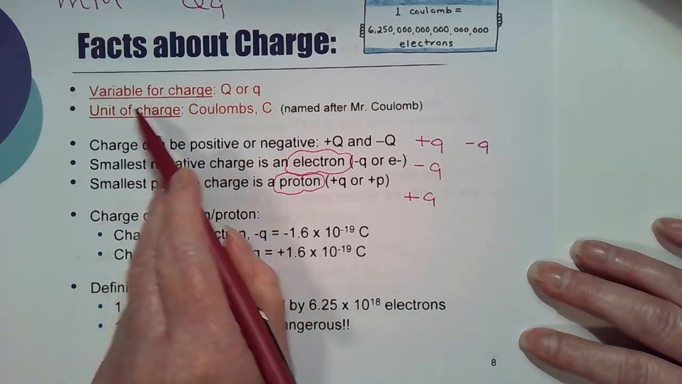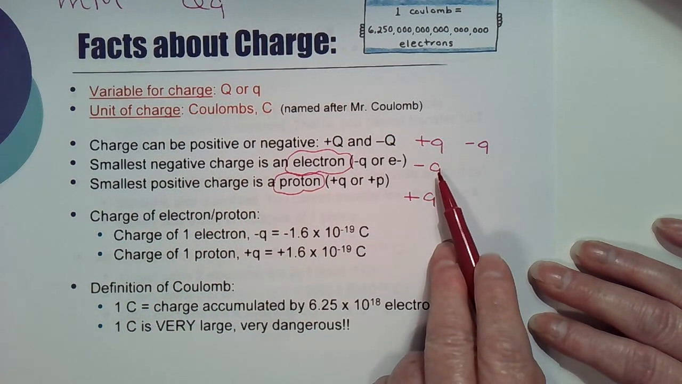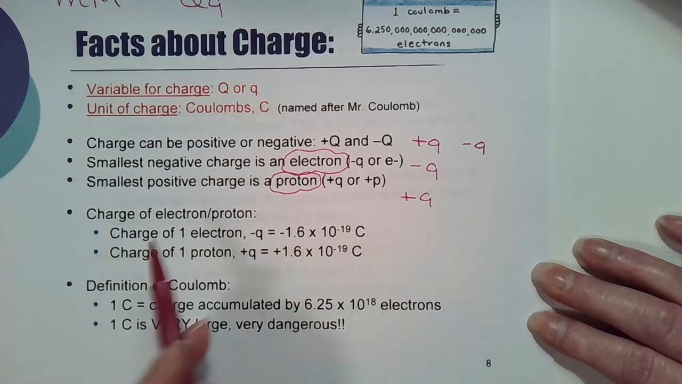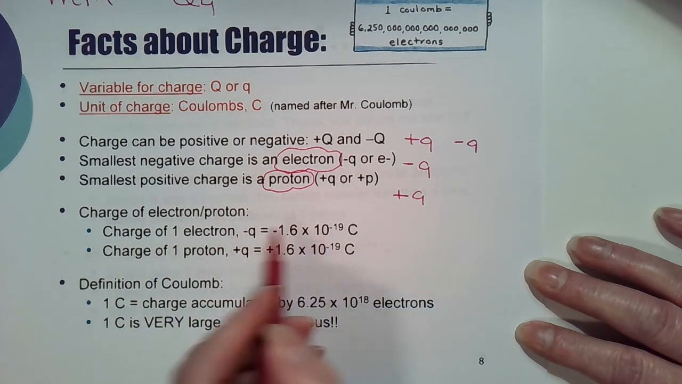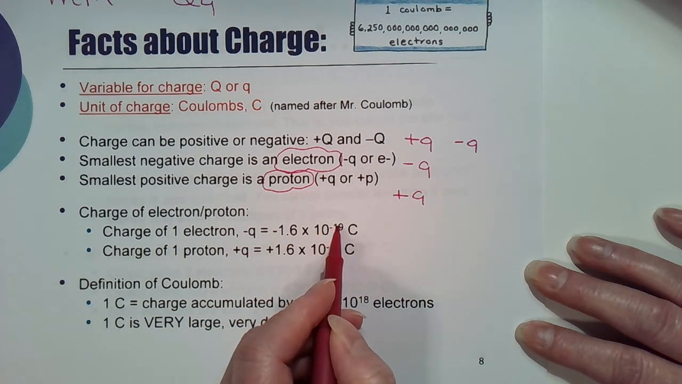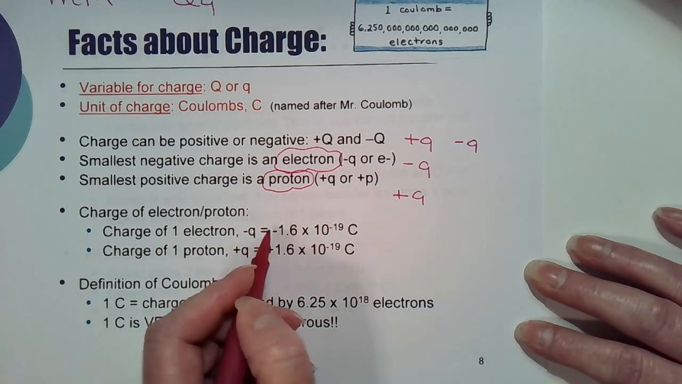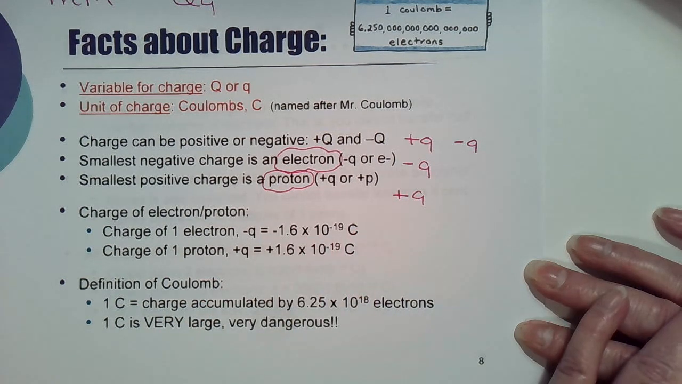So if the unit of charge is a coulomb, what is the value of this charge? And the value of one electron, it has a Q value. It's got to be a negative value of 1.6 times 10 to the minus 19 coulombs. That's tiny. That's the smallest charge that we can have, the smallest negative charge.